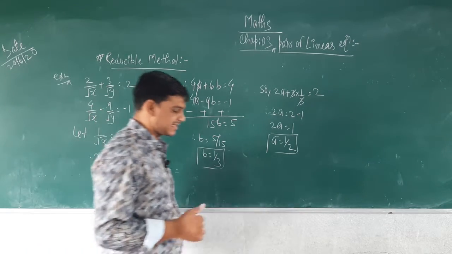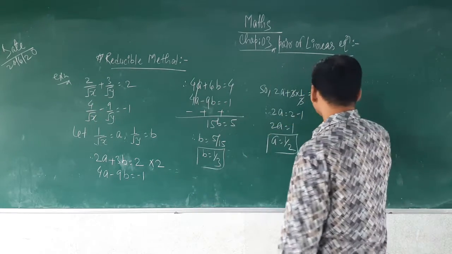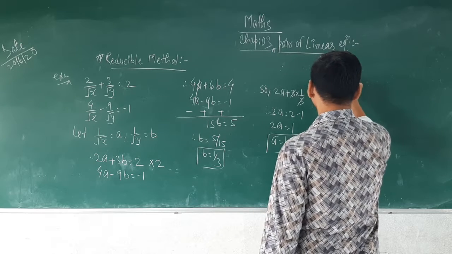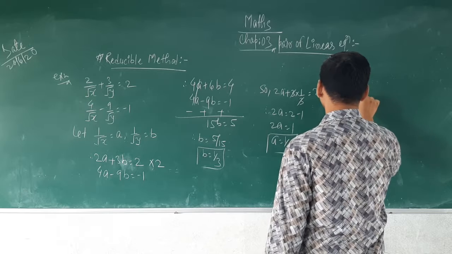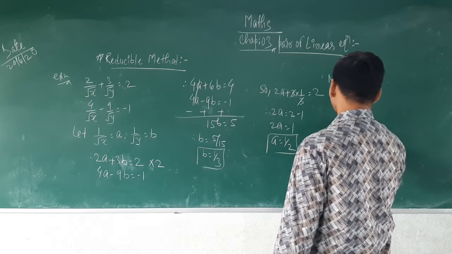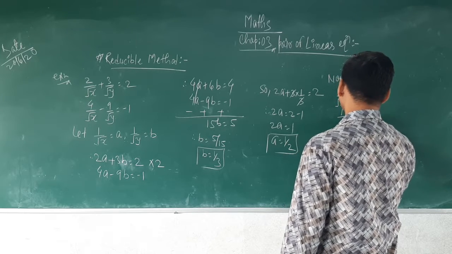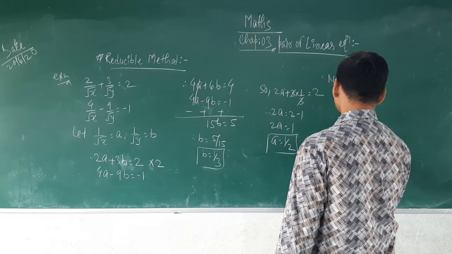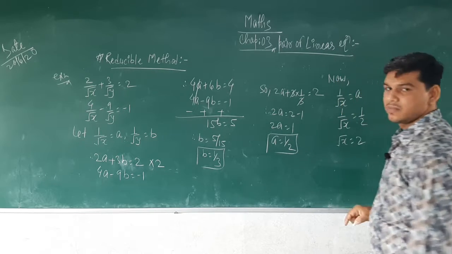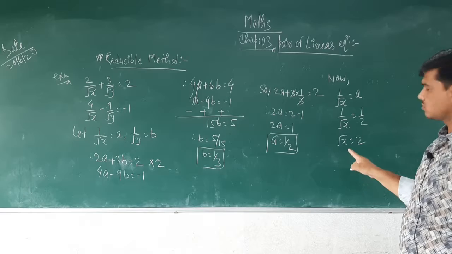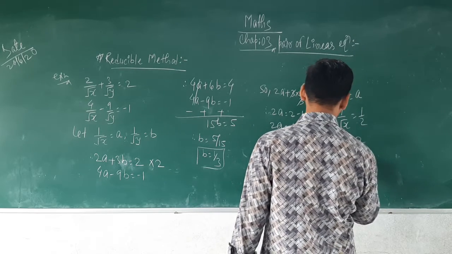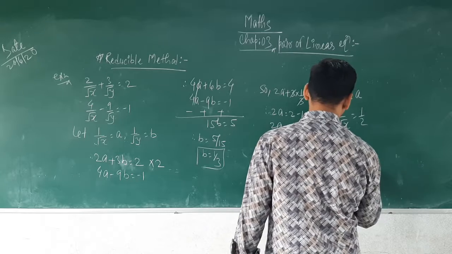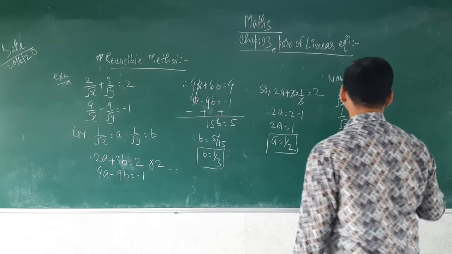That is your solution set. So now we apply the values we got for a and b. 1 upon root x is equal to a, and a is equal to 1 by 2. So root x is equal to 2. But we need the value of x, so the square root will be removed from here and moved to the right-hand side, then x equals 2 square, then x equals 4.